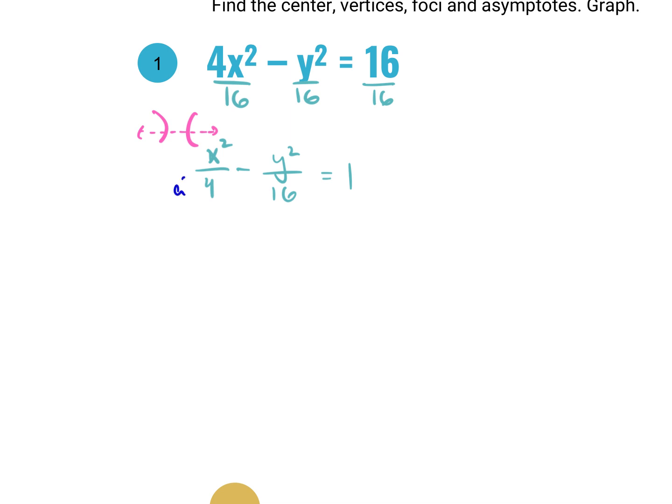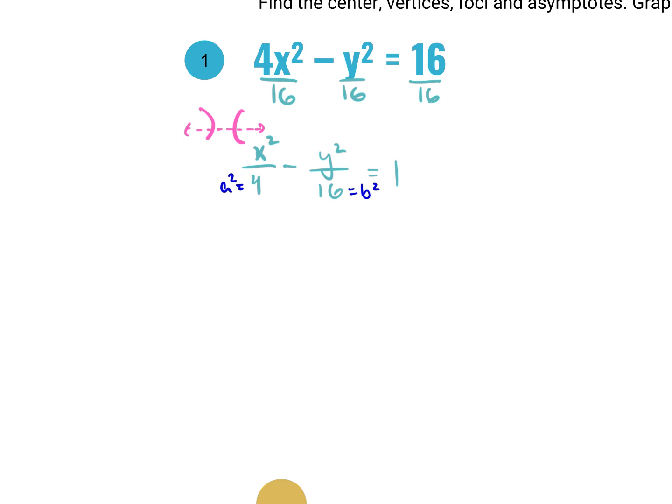So this is going to be our a squared. 4 is our a squared, and 16 is our b squared. So for hyperbolas, a always comes first. So a would be 2, b would be 4. How do I find c?